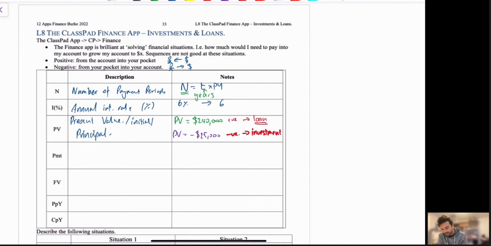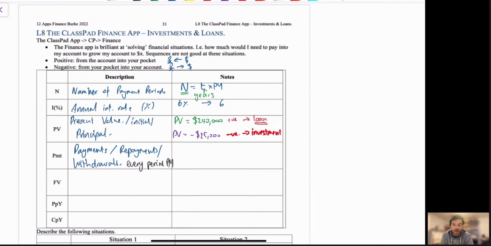Next is PMT. Now PMT stands for payments. You can think of it also as repayments or withdrawals. All those terms are very similar. Okay. Now this is the payment every period.